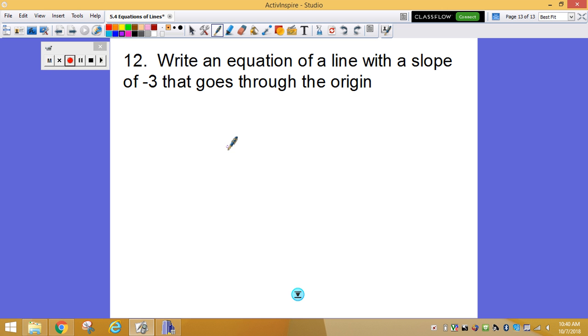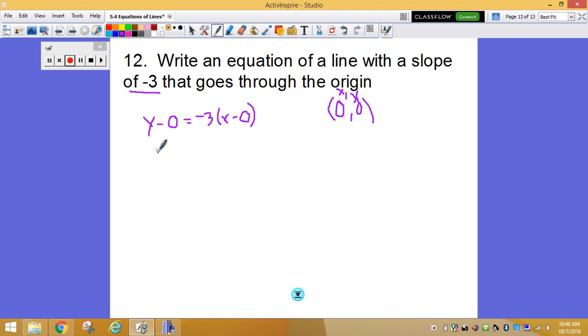Okay, this time it gives me my slope, and it says the origin. If it ever tells you the origin, that just means you use the ordered pair 0, 0. So here's your x1 and your y1 and your slope, and it's going to work the same way. So y minus y1 is 0, your slope is -3, and x minus your x1 is 0.